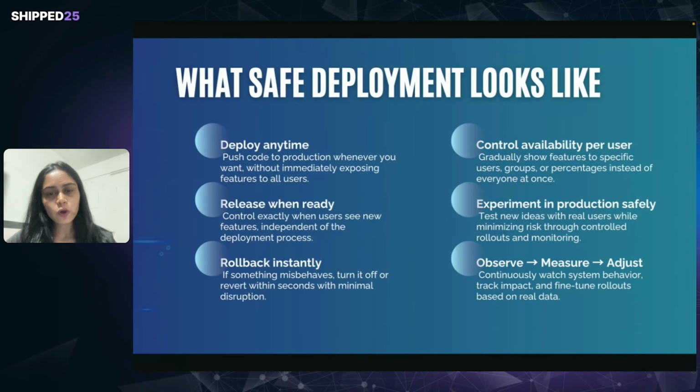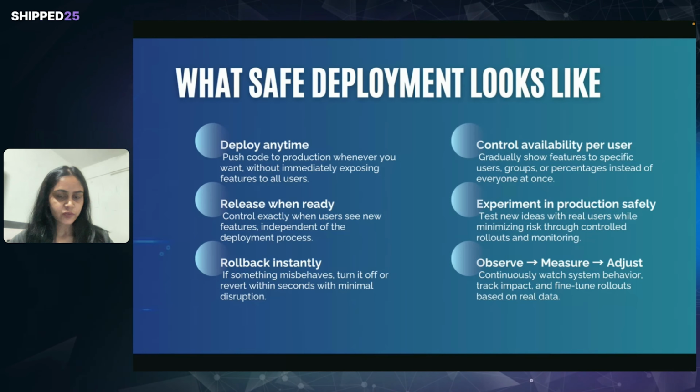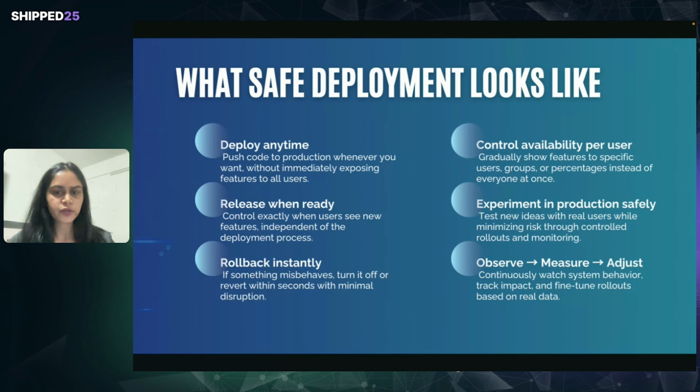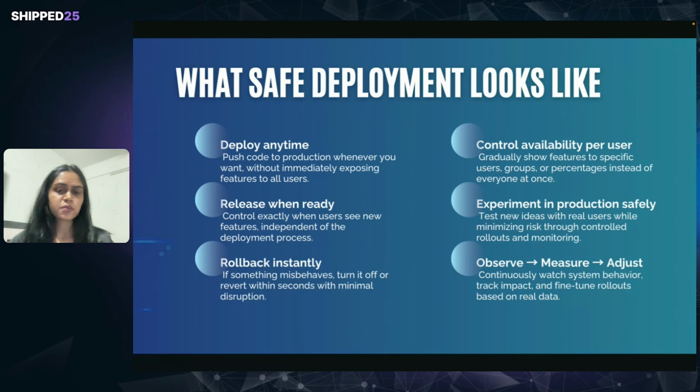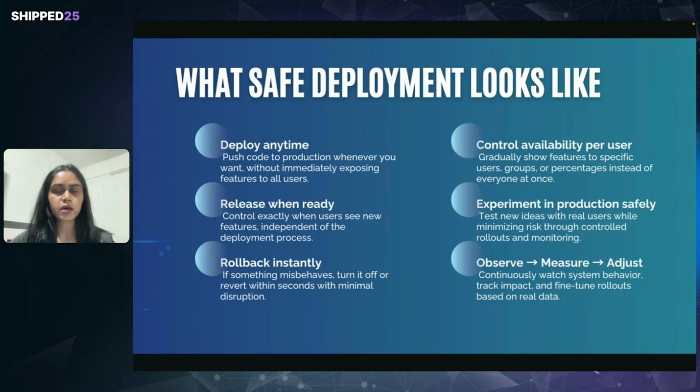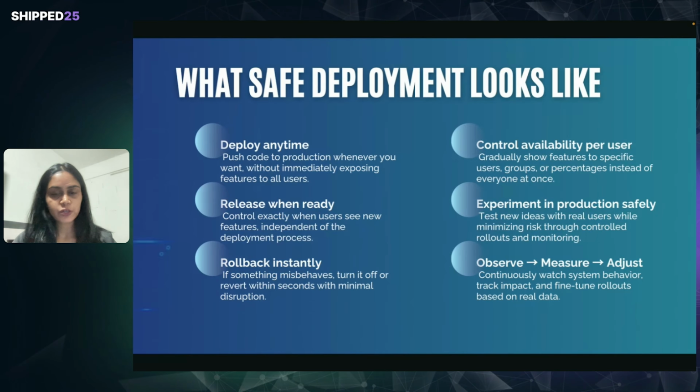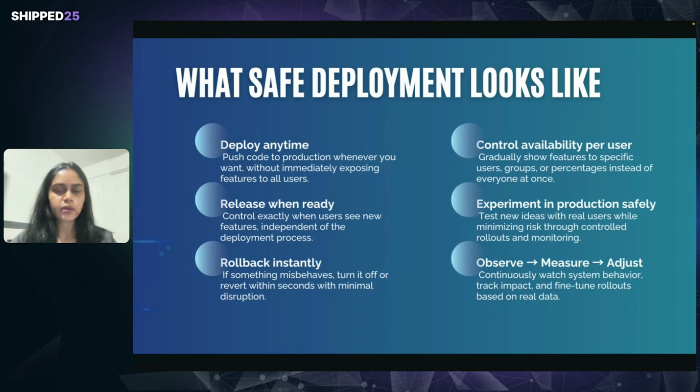This is another safe approach that we should follow. Then we can talk about instant rollbacks as well. If the feature is causing some issues, you don't need to redeploy or rerun the pipelines. You can simply go ahead and turn it off. You can imagine it as an undo button in production. That's how instant rollback should work.